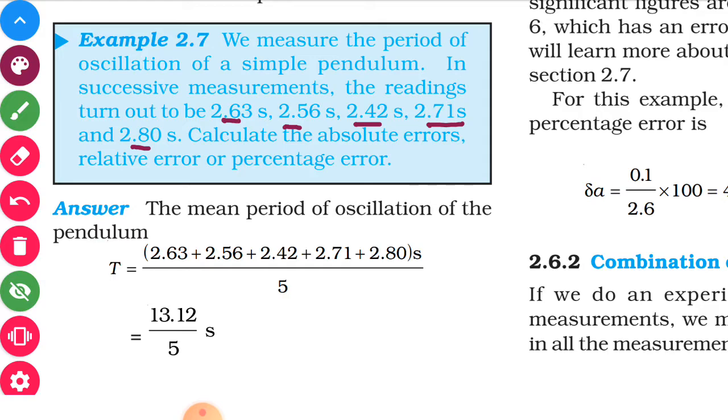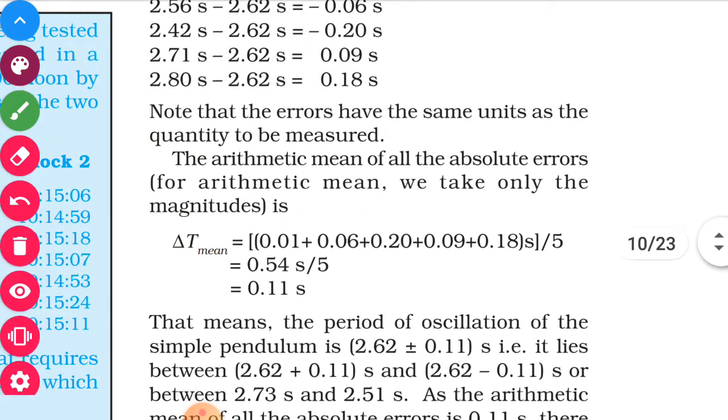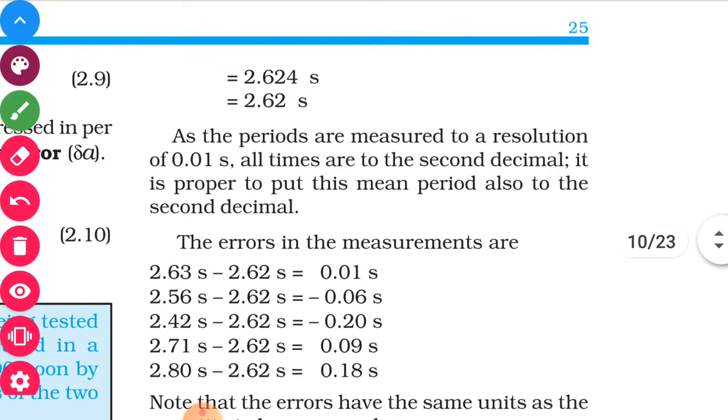See, first of all, the mean is found. You can add all these values 1, 2, 3, 4, 5 and divide by 5, and you get the mean of the periodic time, and that mean is 2.62 second. You can see here it is 2.62 second.